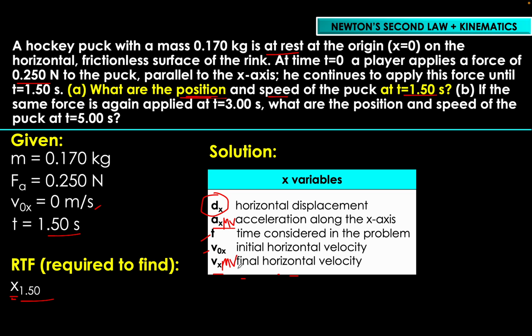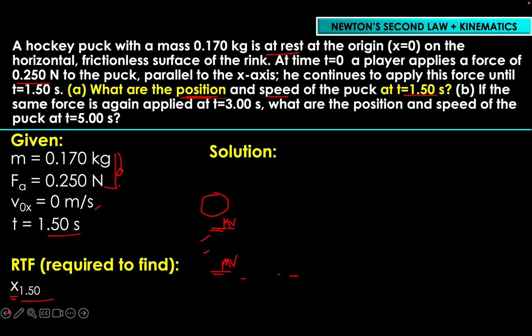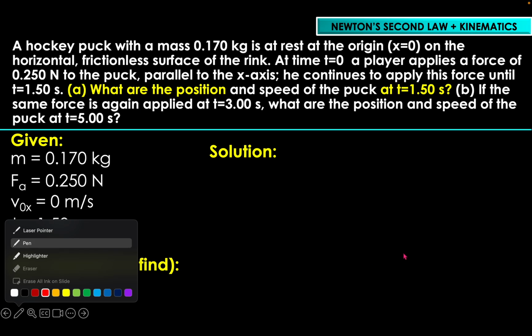What you need to do in such a case is to think of what you can do with those missing variables. For example, for v sub x, it looks hopeless, but acceleration along x is actually something that you can solve for using Newton's second law. We are given the mass of the hockey puck and the force acting on it, so we can determine its acceleration so that it won't be a missing variable anymore. It's that simple. So going forward, let's clean the board first.